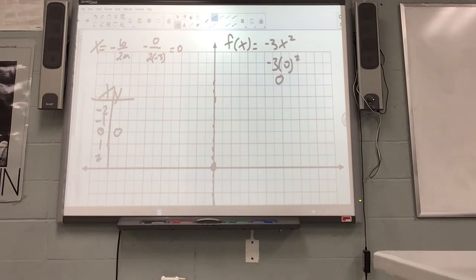Okay, so if I come over here to my equation and I plug my negative 1 in. Negative 3 times negative 1 squared. Negative 1 squared is 1. 1 times negative 3 is negative 3. Now if I plug my negative 2 in, negative 2 squared is 4. 4 times negative 3 is negative 12.